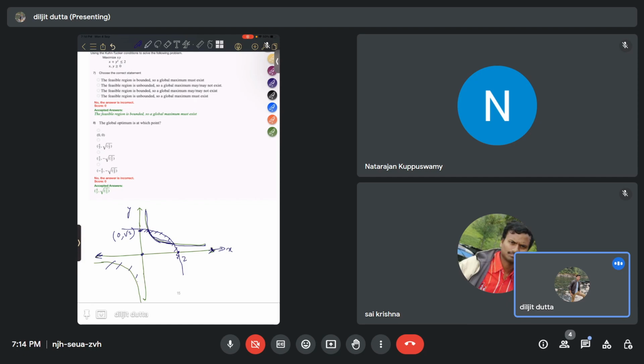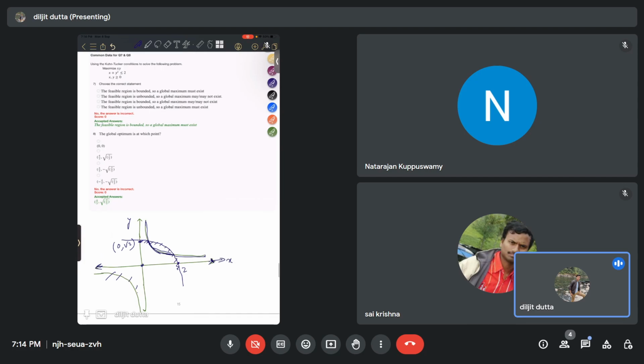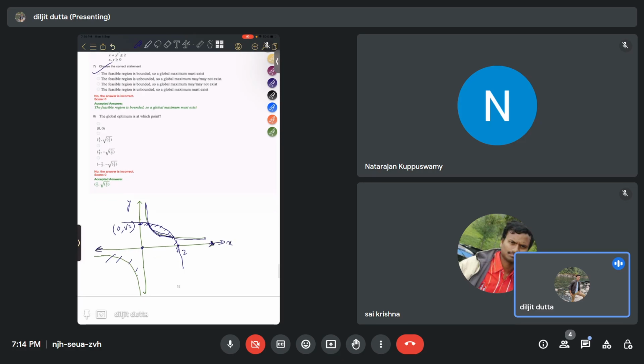Now, how do we say a global maxima must exist? How do we justify that? Since we already have the conditions, in that region there will be one maxima. That is how they are justifying this. So the feasible region is bounded, and we'll have a global maxima in this feasible region. If the feasible region is unbounded, in that case we cannot say whether a global maxima is there or not. Now, a global optimum is at which point? So we have to find a solution.